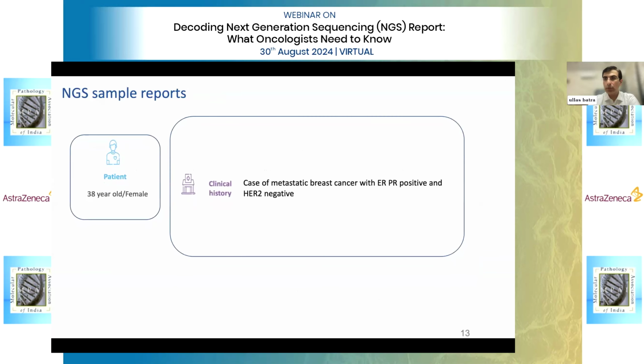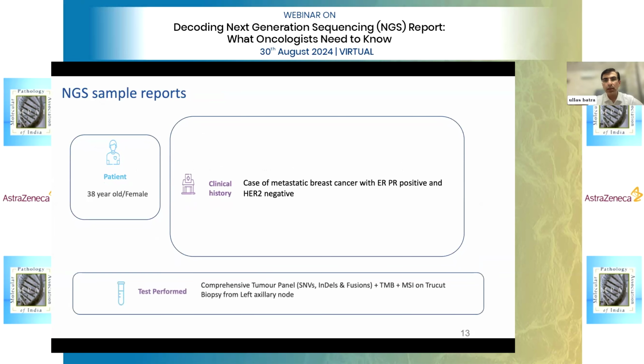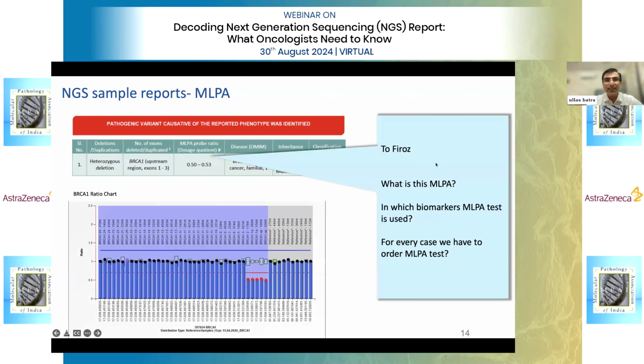Okay. So now we have this patient who's a 38-year-old female, metastatic carcinoma breast, ER/PR positive, HER2/neu negative. The test performed was a comprehensive tumor panel plus TMB plus MSI. In the normal world, I would not have sent this report, but it is there. So Dr. Feroz, this is the report.